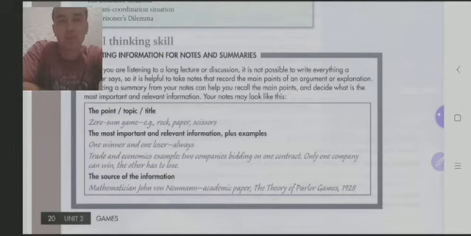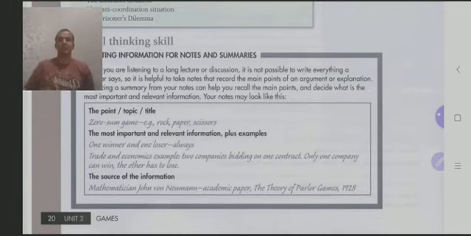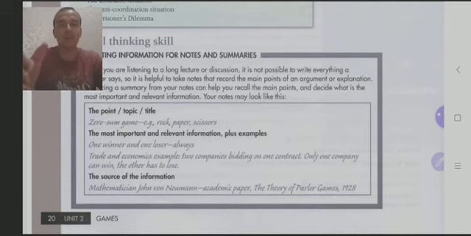The source of the information: mathematician John von Neumann, academic paper, The Theory of Parlor Games, 1928. So it is something like this. This is the note that you have to write during a lecture. Of course, it's impossible to write everything down. So that's why you should work with notes like this.